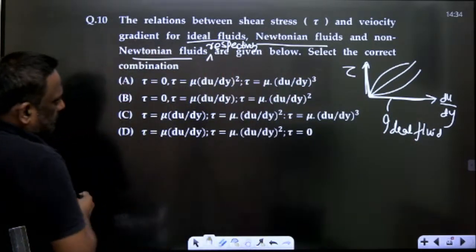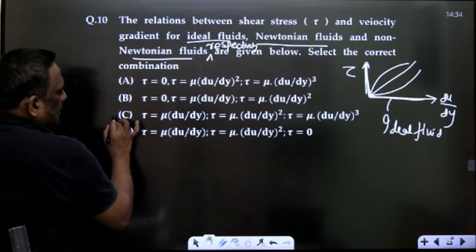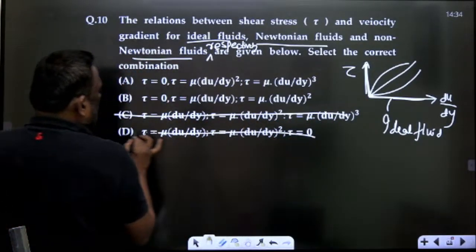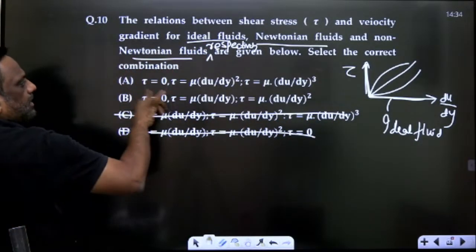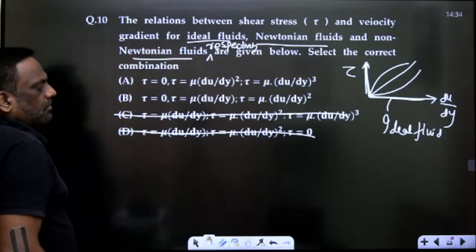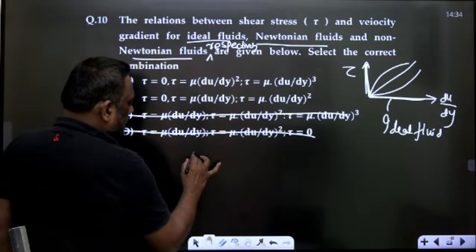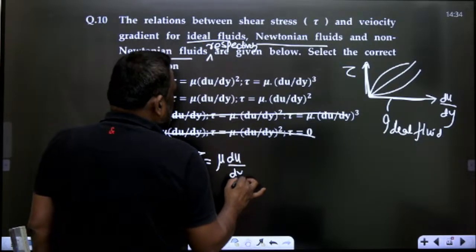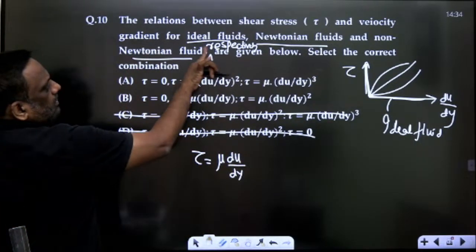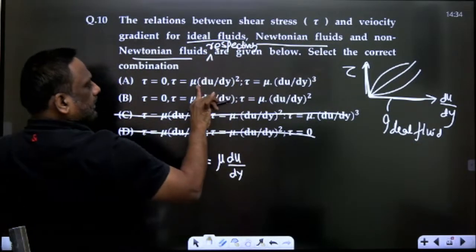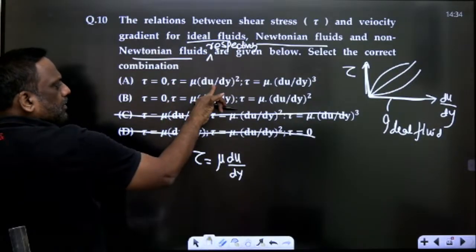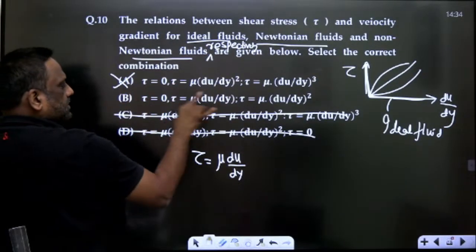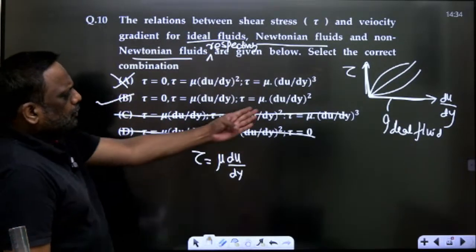Very good. Now this one is wrong, because the first is ideal fluid. For ideal, tau is 0. Next is Newtonian. For Newtonian, what is the flow equation? Tau is equal to mu du by dy. Tau is mu du by dy square is wrong. So this one is correct.